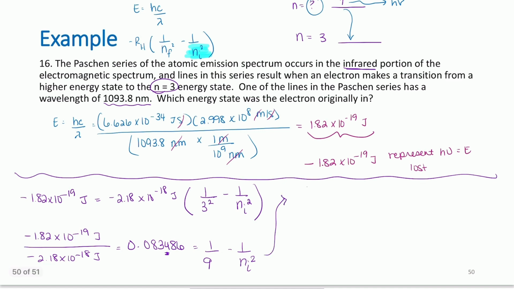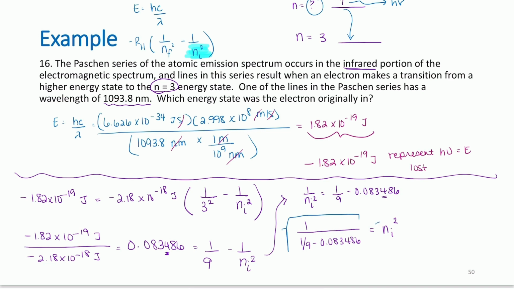and I'm going to say 1 over n initial squared is equal to 1/9 minus 0.083486. I'm going to clean this up a little bit more. 1 divided by 1/9 minus 0.083486. This is going to be equal to n initial squared.